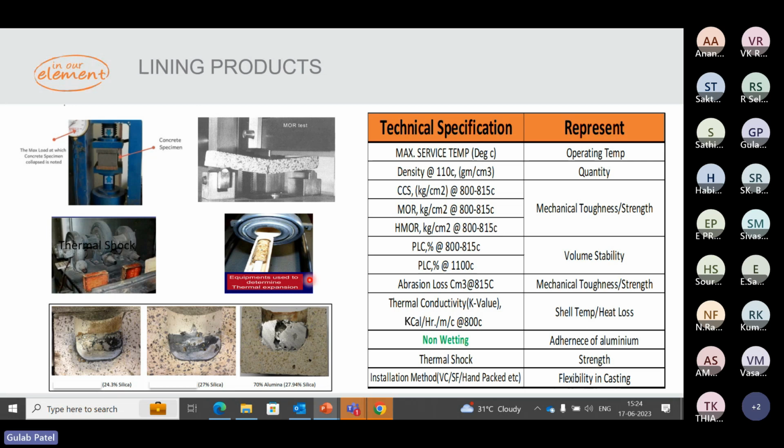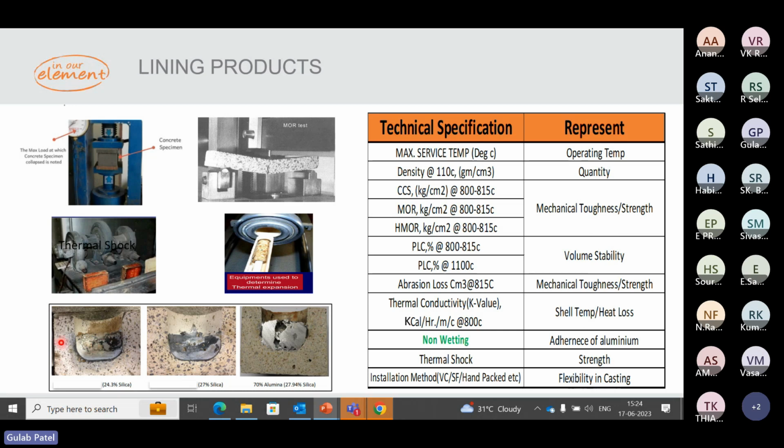You can see here, when we are talking about non-wetting, these are three products which have almost similar chemistry of alumina and silica, but different non-wetting agents and different product designs. You can see the penetration when it has been tested. You can see the difference in performance. The third one is going to be the best, because you can see almost no problem with the refractory.